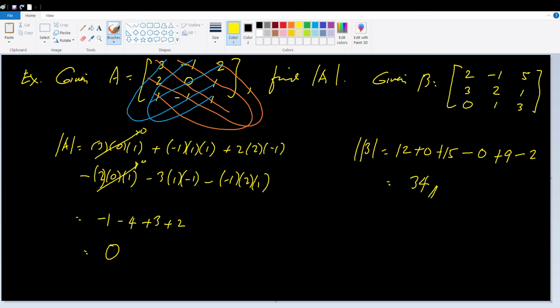So again, 2 times 2 times 3 is 12. Negative 1 times 1 times 0 is 0. 5 times 3 times 1 is 15. Minus 5 times 2 times 0 is 0. Minus negative 1 times 3 times 3 is negative 9. So positive 9. Minus 2 times 1 times 1 is negative 2. So 12 and 15 is 27 plus 9. 27 plus 9 is 36. Minus 2 is 34. Okay?